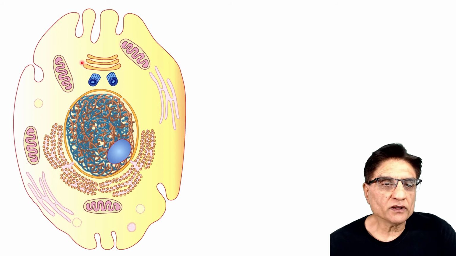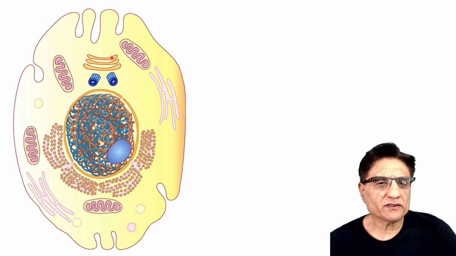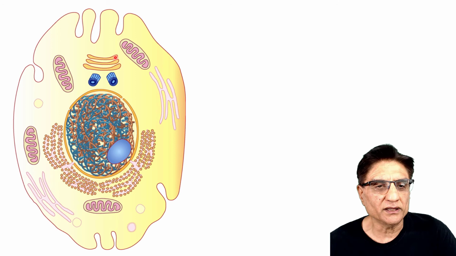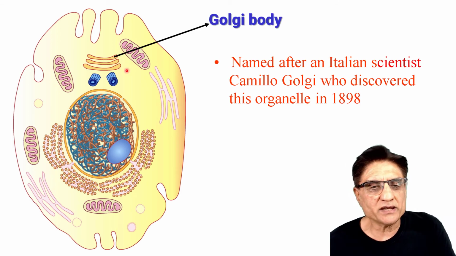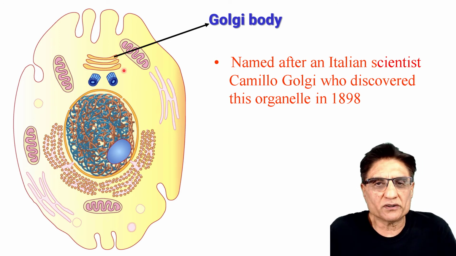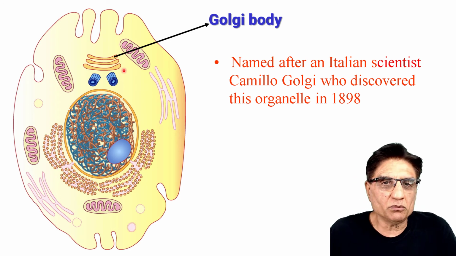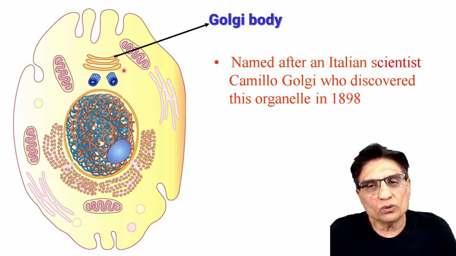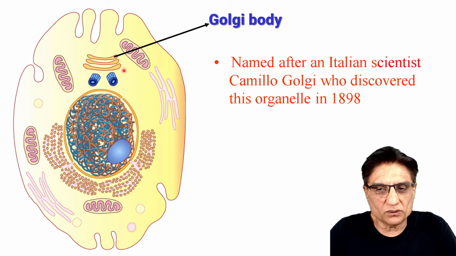Inside the cell, there's another organelle that looks like pancakes. These pancake-like structures are called the Golgi apparatus or Golgi body. This was discovered by an Italian scientist in 1898. He was looking at some nerve cells under the microscope, and he saw this organelle that had not been described by anybody, and he named it the Golgi body, or Golgi apparatus, or just the Golgi.